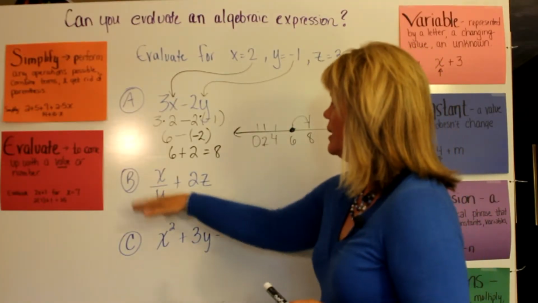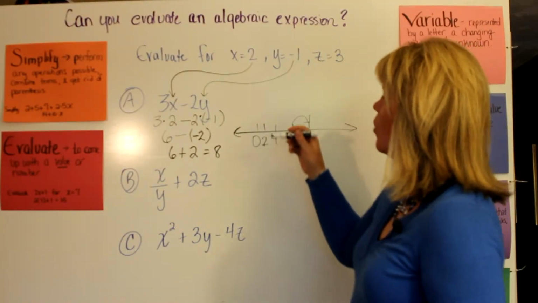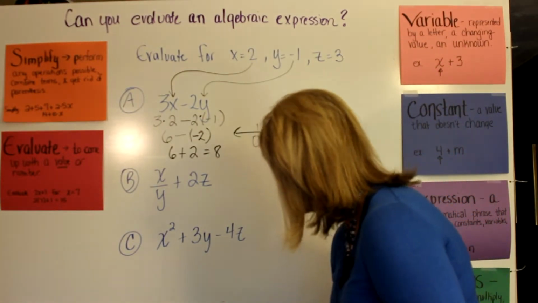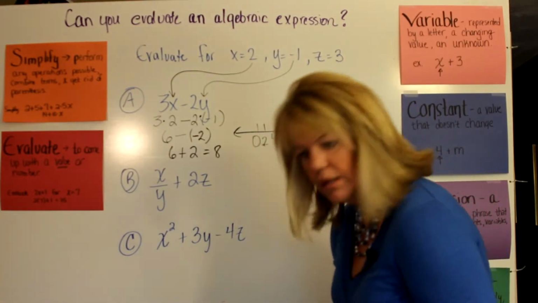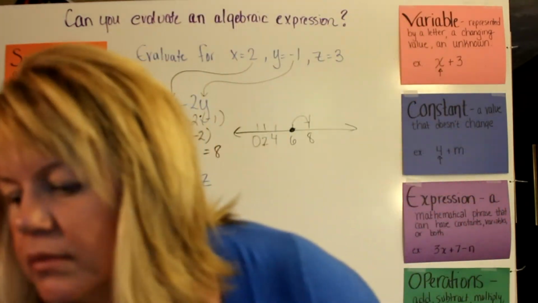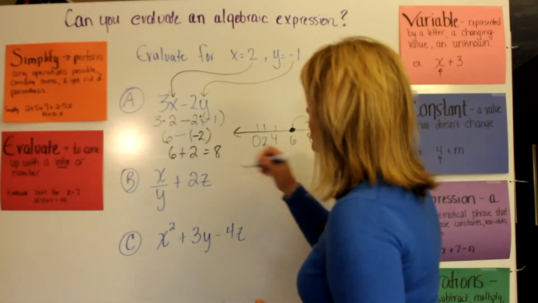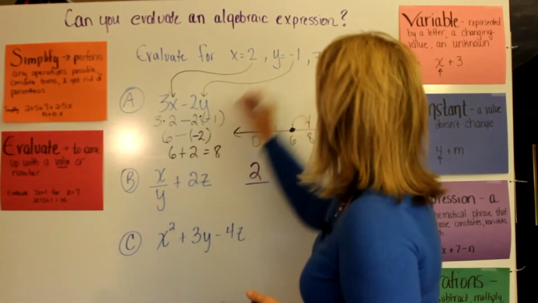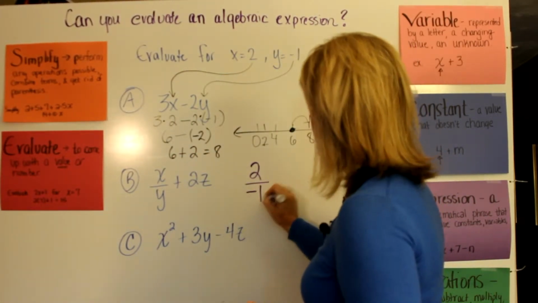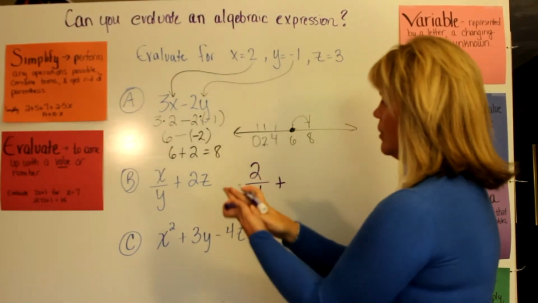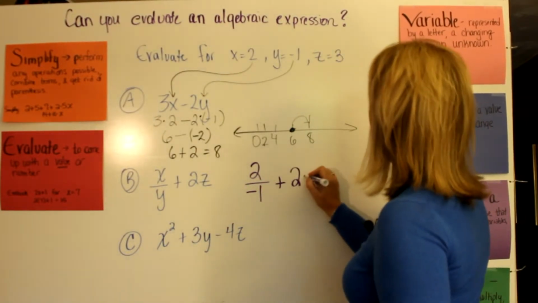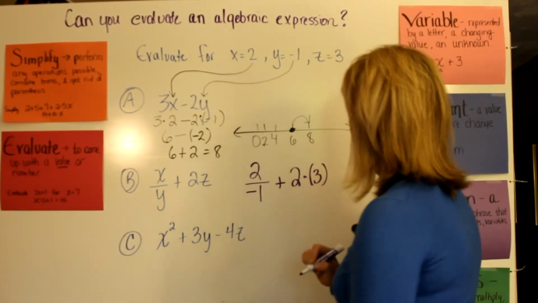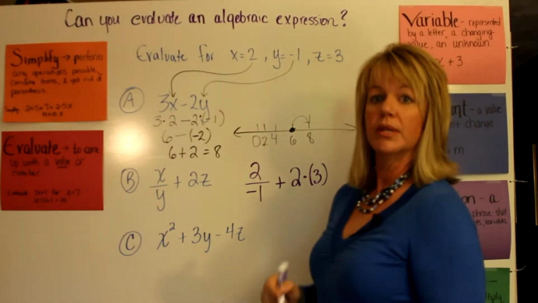Now, when we evaluate the next problem, once again, we're going to still substitute in our values. Let me grab a different color pen so we can see the colors going in there. So we're going to put in our x is 2. So it's going to be 2 divided by, and y was -1, plus, and remember when they're next to each other it's multiplication, 2 times, and z was 3.